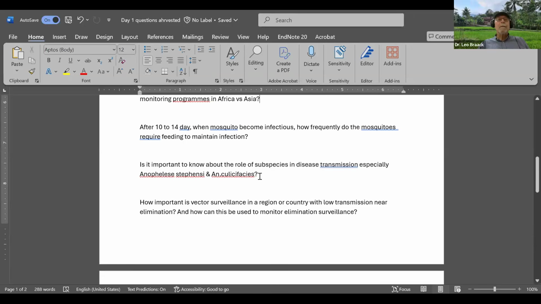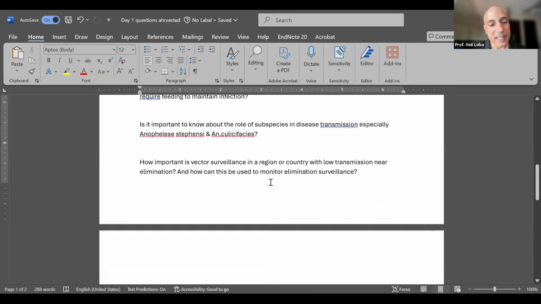Thank you, Neil. So, yeah. Next one. Is it important to know about the role of subspecies in disease transmission, especially Anopheles stevensii and Culicifacies? Oh, this is such an important question. Thank you for this. So subspecies have different behaviors.